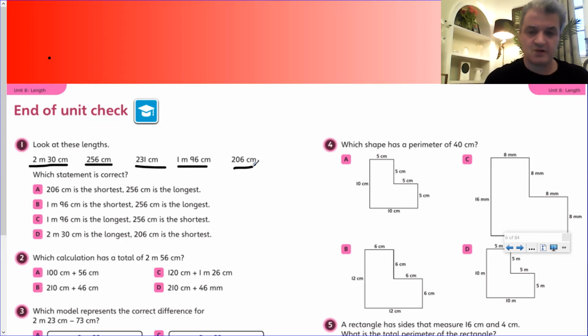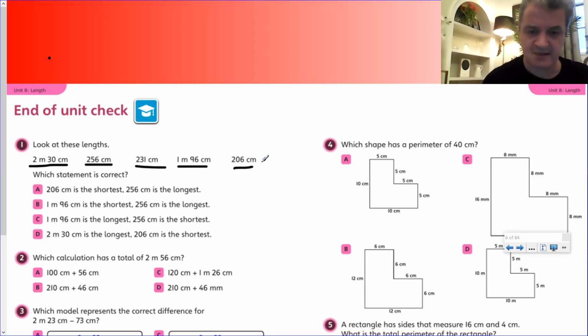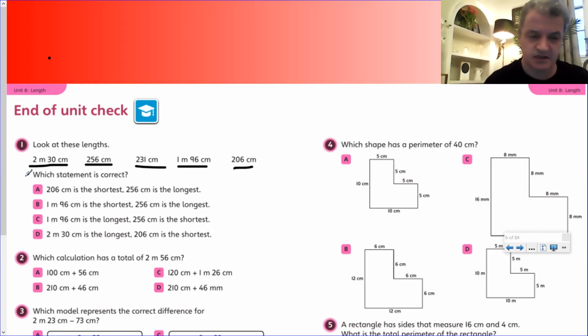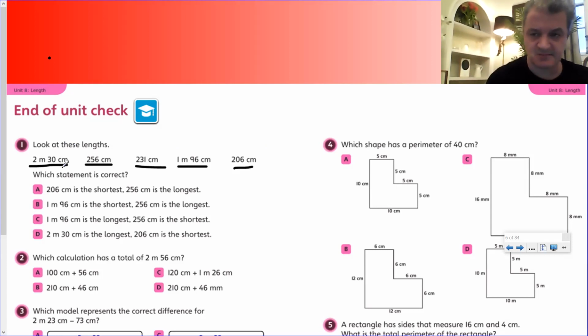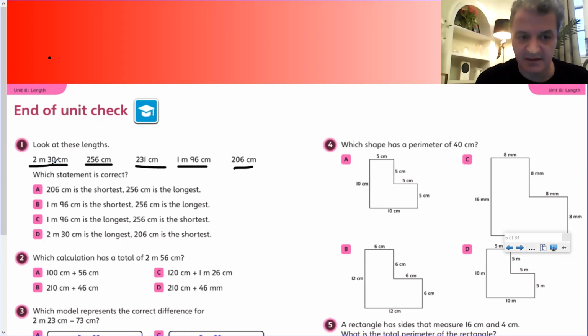Okay, what I've got to do first is I've got to get each of these measurements converted into the same type of measurements. So here I've got meters and centimeters. Here I've just got centimeters. Again, I've got centimeters here, and I've got centimeters here, but meters and centimeters here. So what I'm going to do, because there's only 2 of these, it'll be a bit less work, I'm going to convert 2 meters 30 centimeters into centimeters.